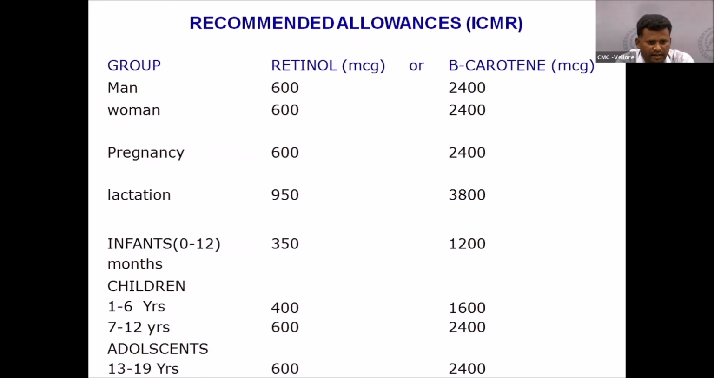So as you see, from infants up to 6 years, it's around 300 to 400, and beta carotene is 1200 to 1600 micrograms. But after the age of 6 years till pregnancy, it doubles: 600 for retinol, and if at all, then beta carotene 2400. But during lactation, a mother needs high vitamin A, that is 950, and beta carotene of 3800.